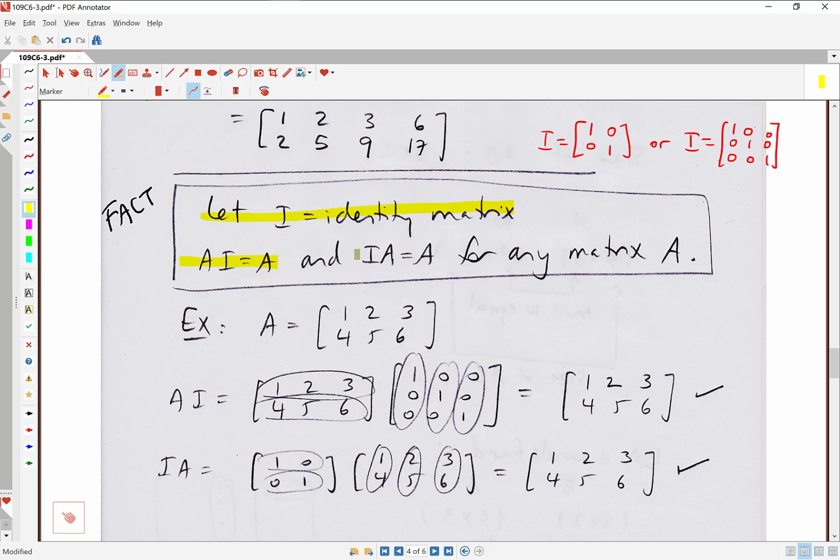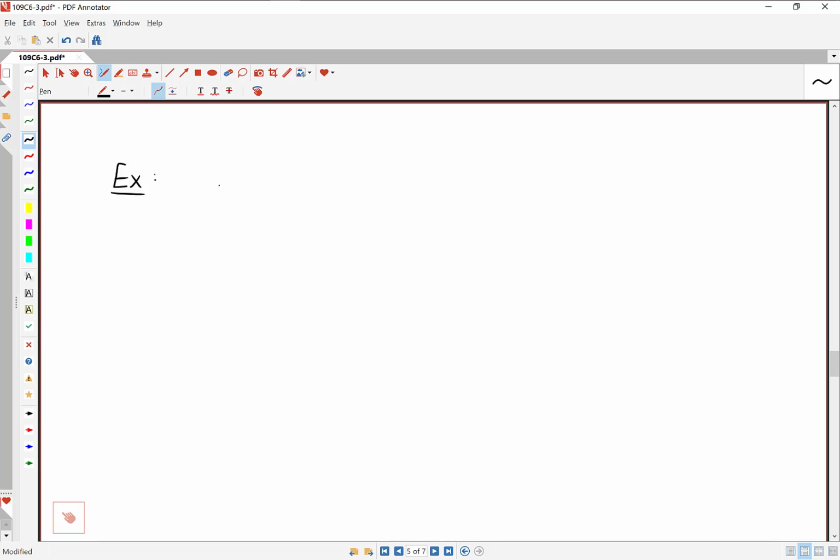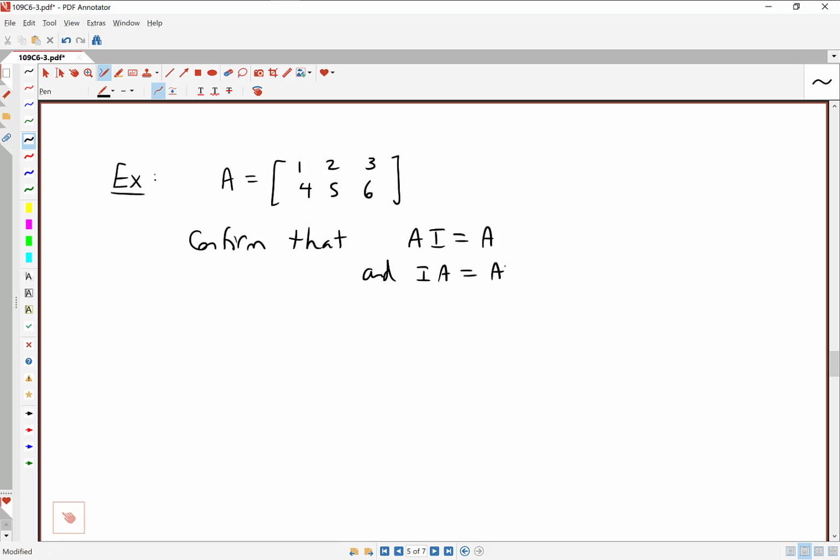And this is also true if you do it in the other order. So I times A equals your original matrix A. It's true for any matrix A. So let's just confirm that with an example. Let's say A is the matrix 1, 2, 3, 4, 5, 6. And we are going to confirm that AI equals A and also that IA equals A.